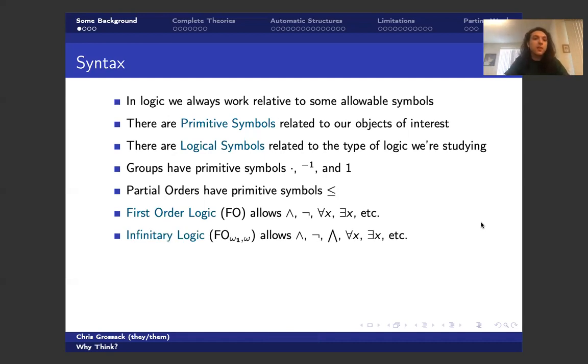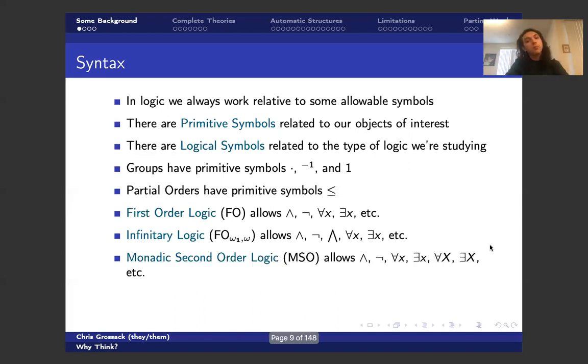So for instance, there's infinitary logic, which for traditional reasons is typically called omega 1 omega. Not only does it allow the stuff that regular first order logic allows, it also allows infinitary conjunction as well as infinitary disjunction. So if I have countably many propositions, I can actually take the and of countably many things, which first order logic doesn't let us do. First order logic is entirely finitary.